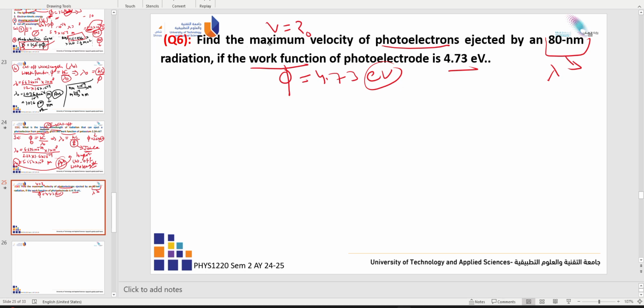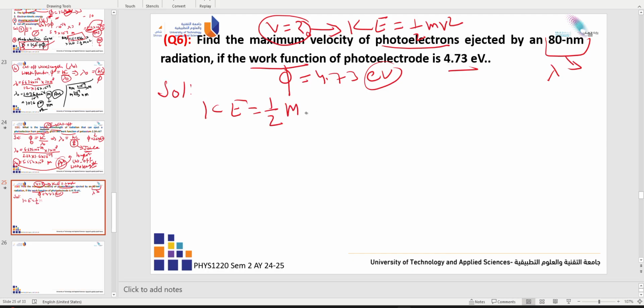What they are asking is the maximum velocity. This will come from the formula of the kinetic energy, half mv squared. Here m is the mass of the electron, and v is the velocity. So this formula we have to use.